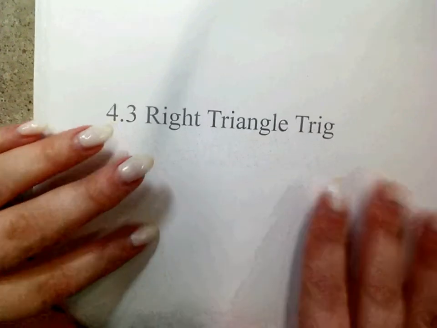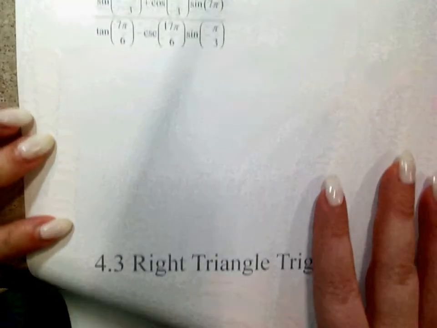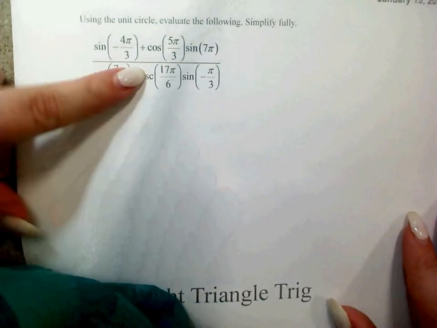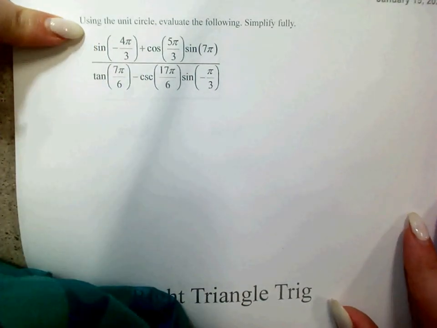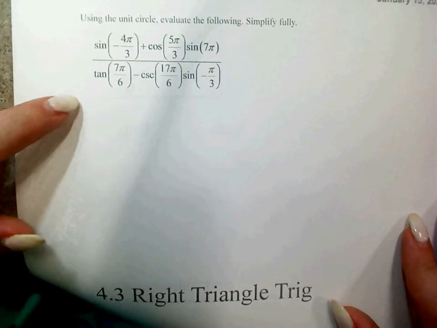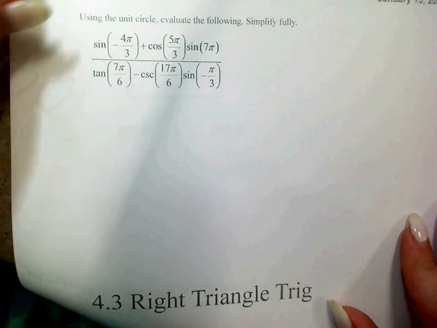Okay, so 4.3 is kind of just a short little thing. The first thing I want you to do is to copy this problem down. So pause the video, copy the problem down, and I want you to use your unit circle and what you know to evaluate this, okay? When we come back tomorrow, the first thing I'll do is ask for our answers on this, okay?